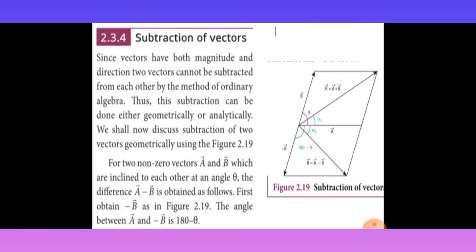It is shown in the figure. So the angle between the a vector and minus b vector is equal to 180 degree minus theta, because the angle between the a vector and the b vector is theta. So the angle between the a vector and minus b vector is 180 degree minus theta, that is given in green color.